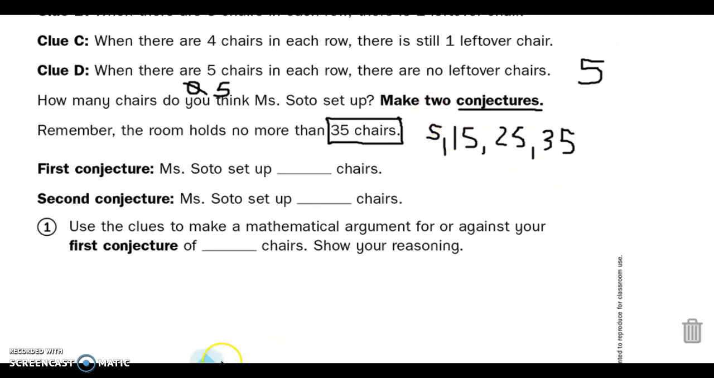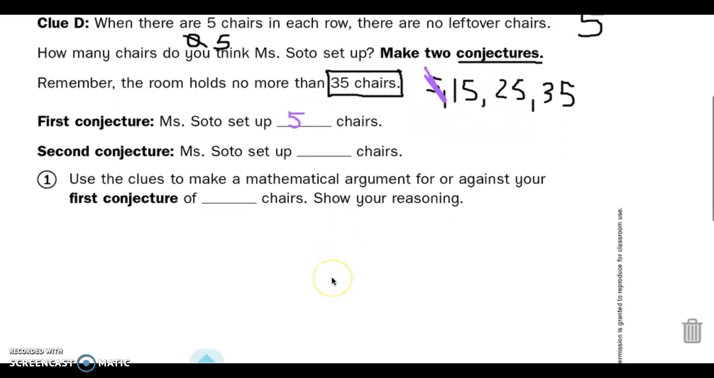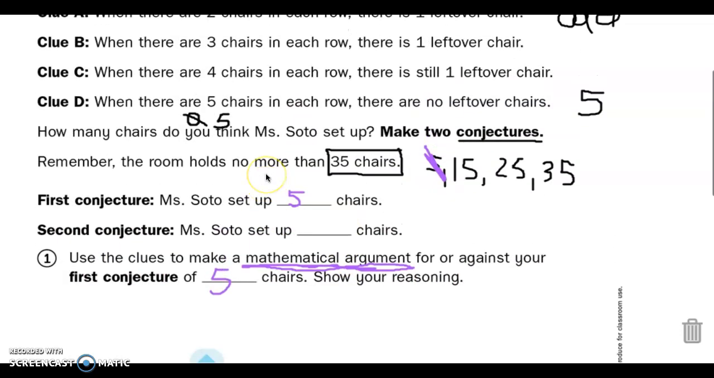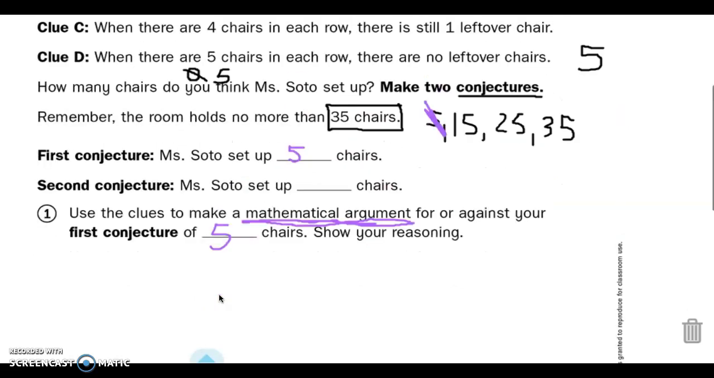I'm just going to go ahead and try 5. Okay, so I'm going to cross that one off, and I'm going to try 5 as my first guess. It says, use the clues to make a mathematical argument, so to prove it true or false, right? We're not actually arguing and yelling at people. We want to see if our problem works or if it does not. So use the clues to make a mathematical argument for or against your conjecture of 5 chairs. Show your reasoning. Well, my argument is, using math, I know it's an odd number, and I know it has to be a multiple of 5. So I think 5 is a reasonable answer. But now we're going to show our reasoning.